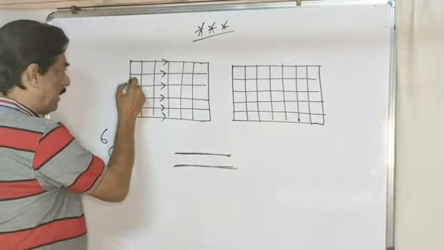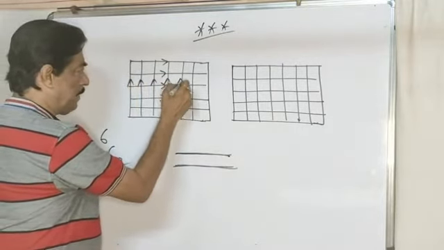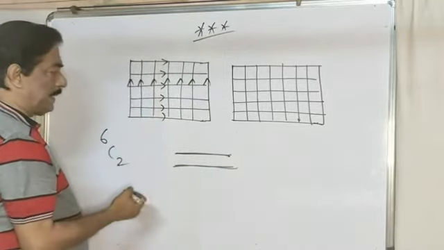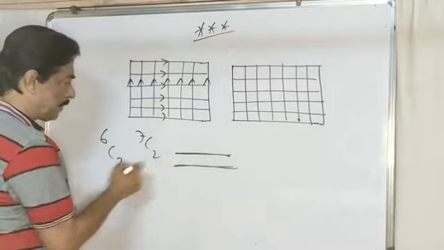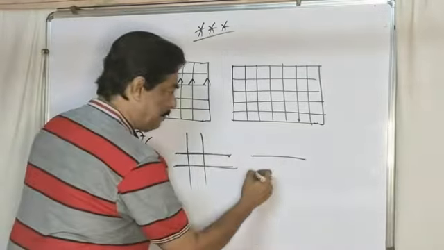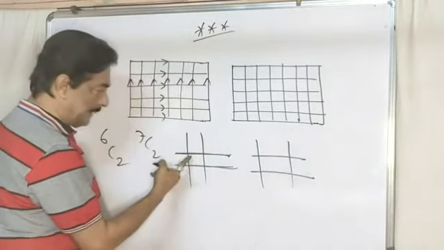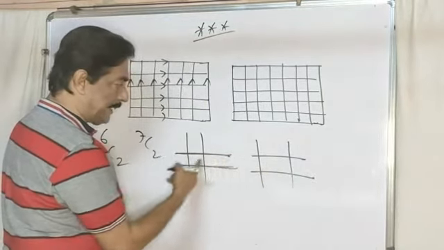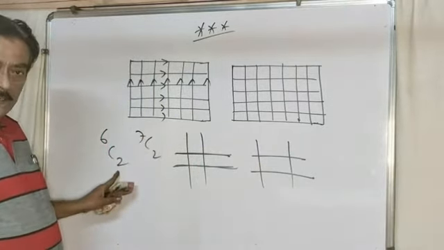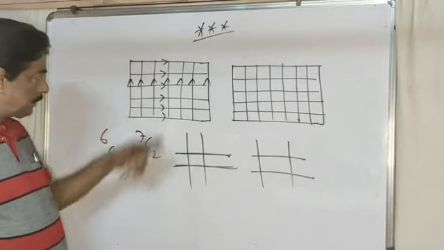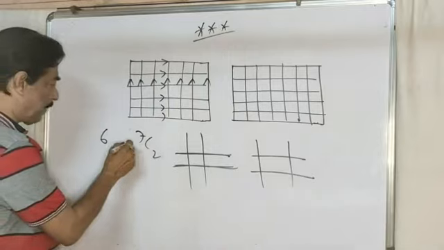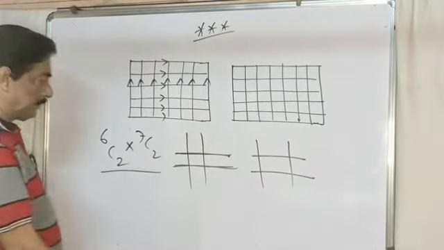Now vertical lines: 1, 2, 3, 4, 5, 6 and 7. Out of 7 you have to choose any 2 vertical lines. How many ways? 7C2. The rectangle may be of this form, or of this form. It is a square, it is a rectangle. All should be treated as a rectangle. So out of 6, we can select 2 horizontal lines, and for each case, out of 7, we can select 2 vertical lines in 7C2 ways. So the number of rectangles is 6C2 into 7C2.